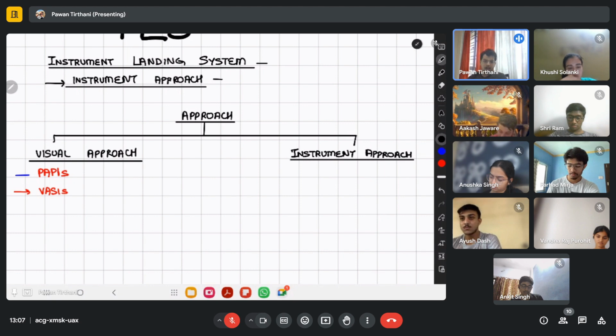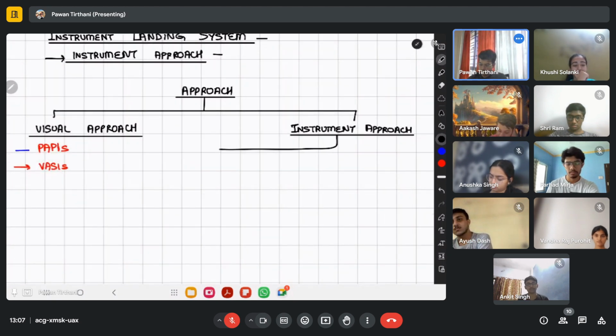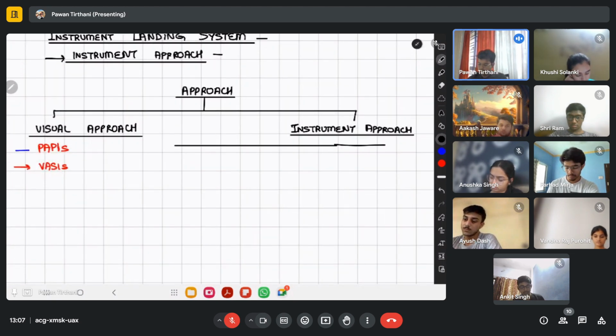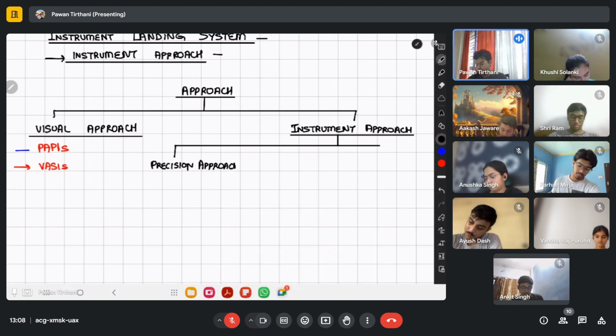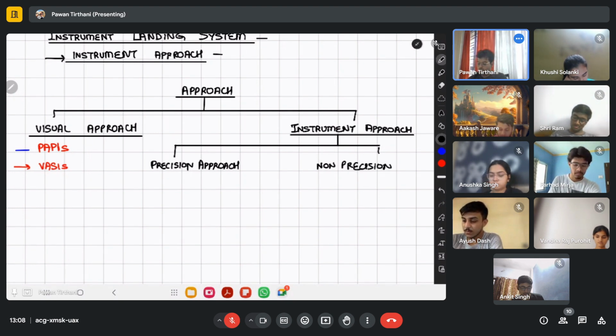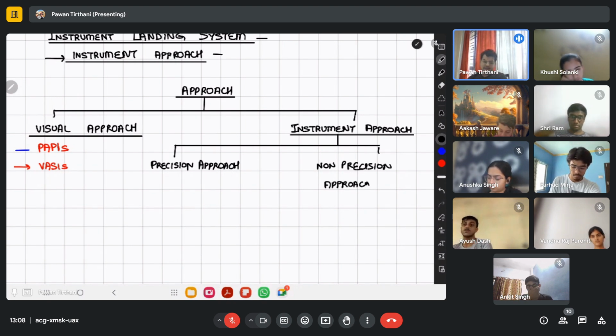Okay. Now, instrument approaches can be of two types. They are further subdivided into a precision approach and a non-precision approach. What is the difference between a precision approach and a non-precision approach? एक प्रिसाइज एक नहीं प्रिसाइज है, नहीं ऐसा नहीं होता. Life is not that simple.